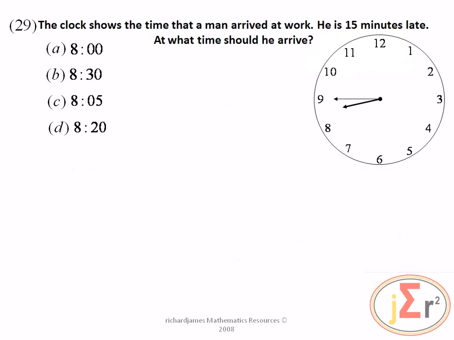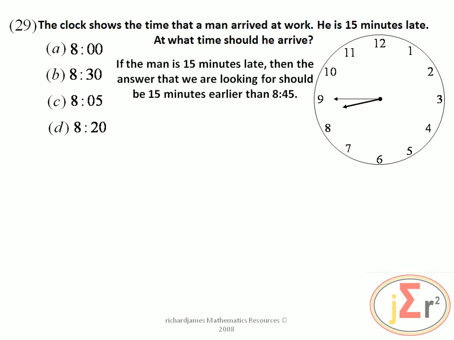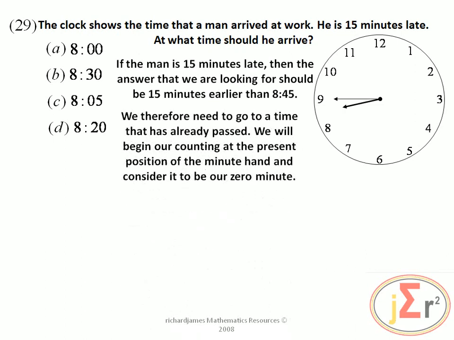Now, the clock shows the time that a man arrived at work. He is 15 minutes late. At what time should he arrive? If the man is 15 minutes late, then the answer that we are looking for should be 15 minutes earlier than 8:45. We therefore need to go to a time that has already passed. So, if the man should have been there earlier, we need to go to a time that is 15 minutes earlier.